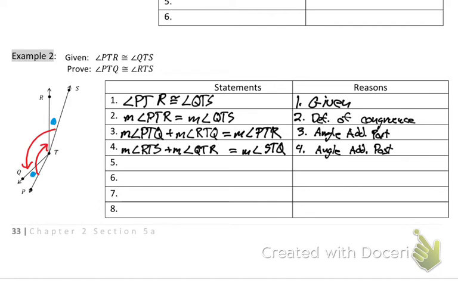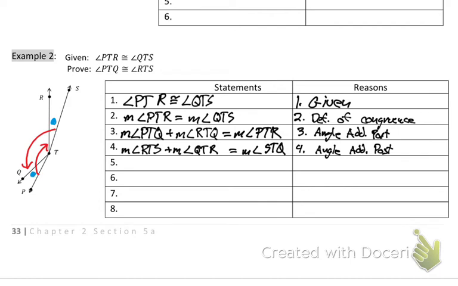Okay, so now we have this and this. Now, I want to point out something. What do we know about PTR and STQ? Now, they're congruent. Notice how this is backwards. This is QTS and this says STQ. They're both the exact same. All that matters is the T's in the middle and we use the same letters.